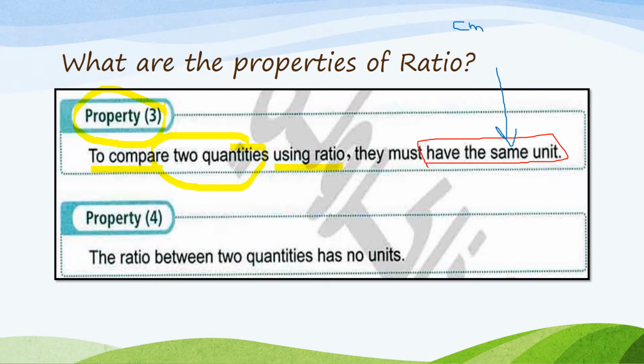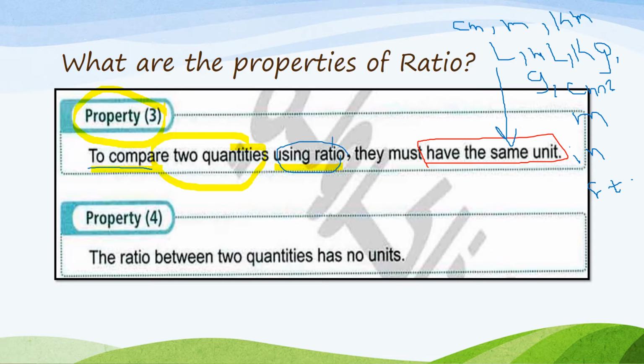We all know units because we have all studied units before. A unit is something like a centimeter, or a meter, or a kilometer, or a liter, or a milliliter, or a kilogram, or a gram, or maybe centimeter squared, mile, inch, feet. All these are units.